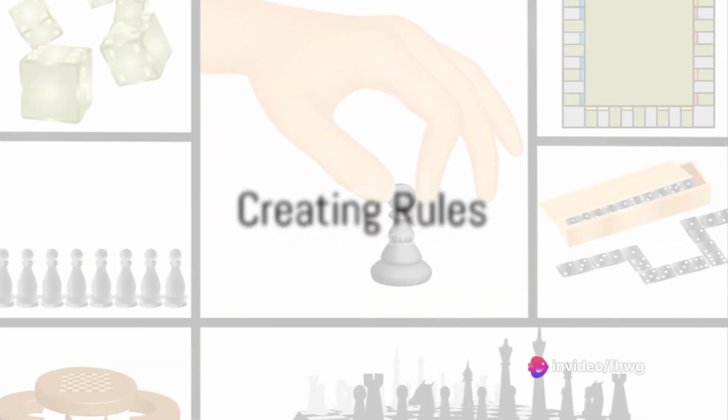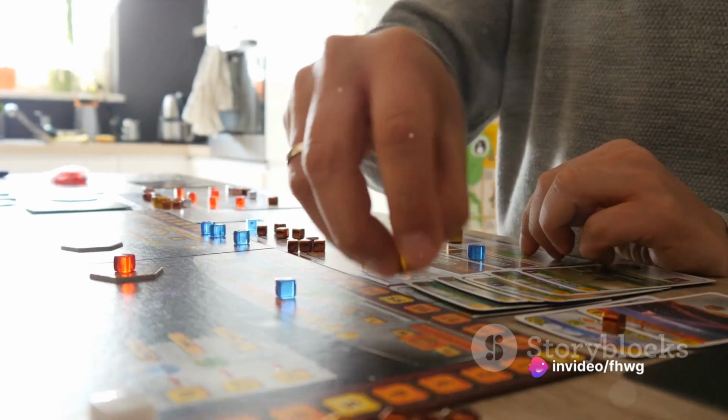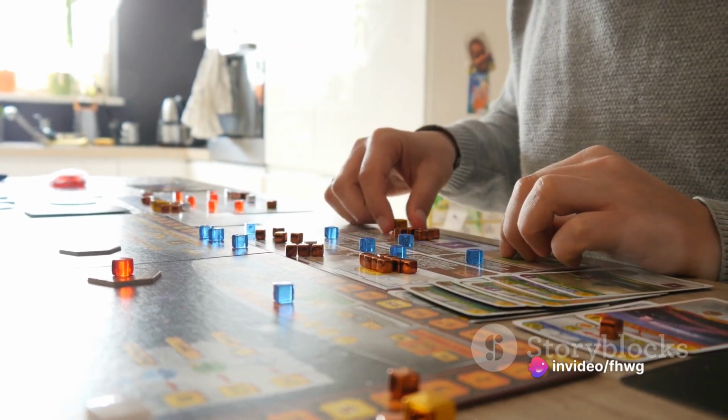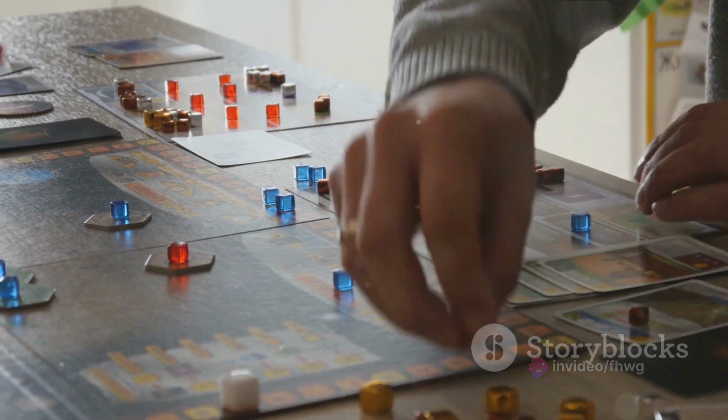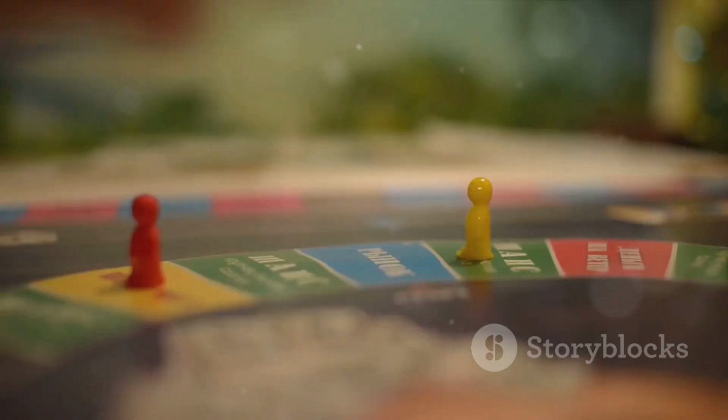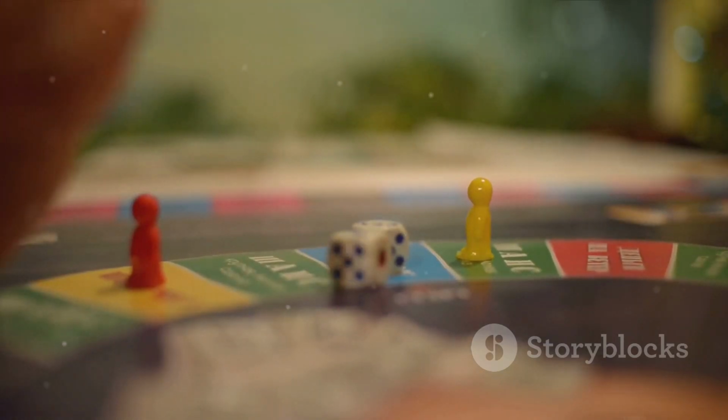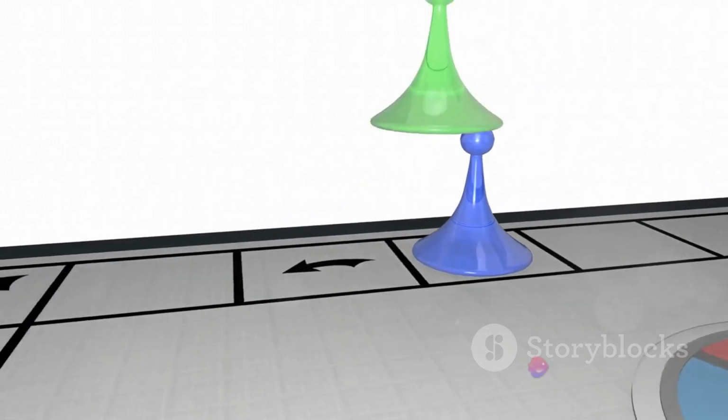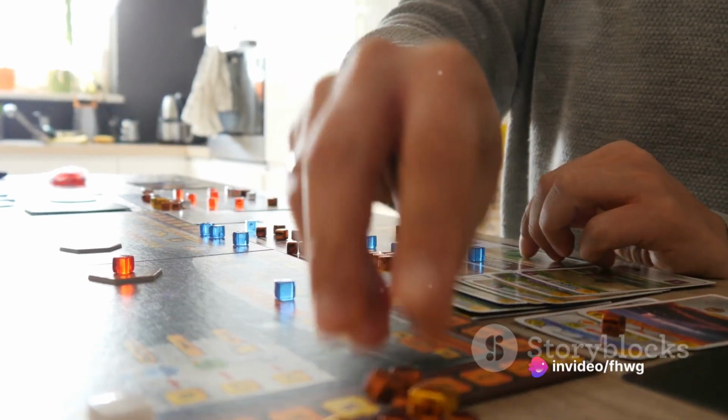Once you have a board design, it's time to lay down the law, quite literally. Create a set of clear and concise rules for your game. From the setup process to the sequence of turns, from possible actions to win conditions, and of course, any special rules or exceptions, it's all in your hands.